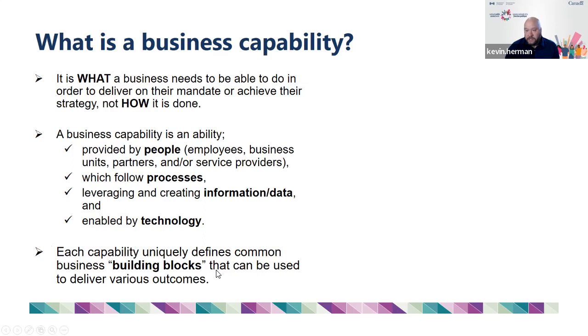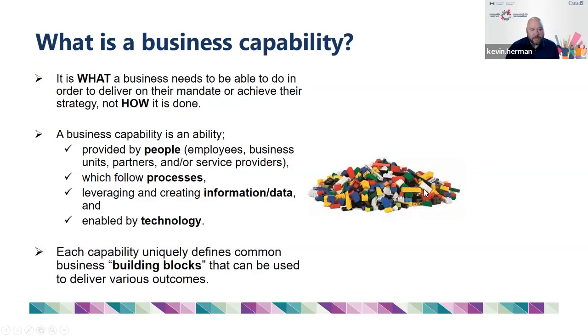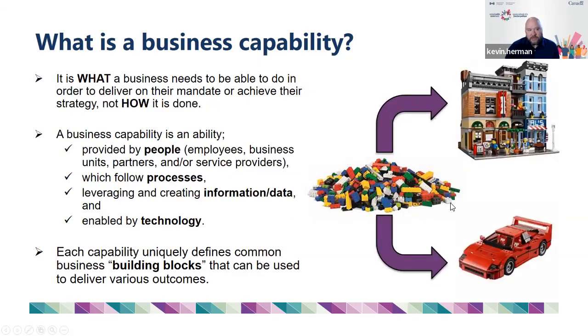And then each capability uniquely defines common business building blocks. And I think that's a very important concept to look at as the actual building blocks for the organization to achieve our objectives or deliver on the outcomes that we're looking for. So if we think about it as Lego pieces, we have this great amount of Lego pieces in our organization. How do we group these together towards certain outcomes? I can use similar ones for building many different things. And I want to identify what those commonalities are, but I also want to be able to understand what those pieces do and how they might fit and how they might enable that end outcome that I'm looking for.